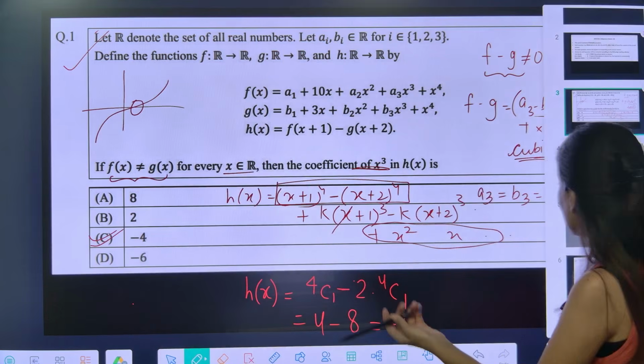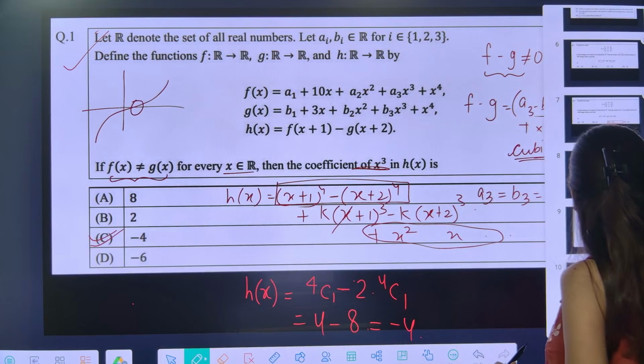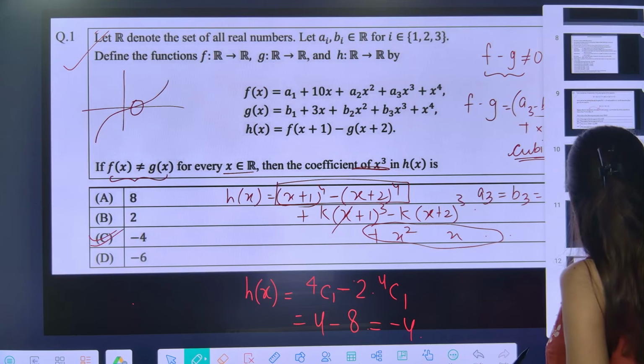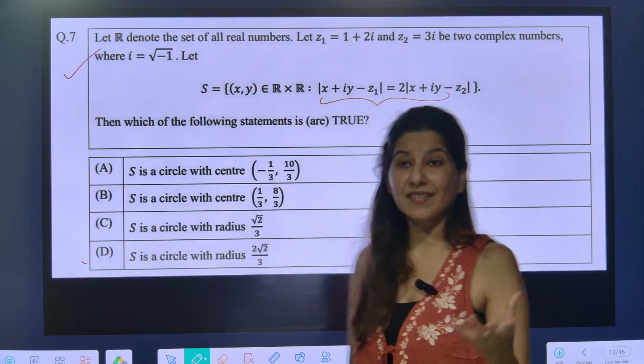Alright. So I think this question is doable, pretty much easy. Now let me focus on the next question of first pass, which is this. Okay, a JEE Main type of question.